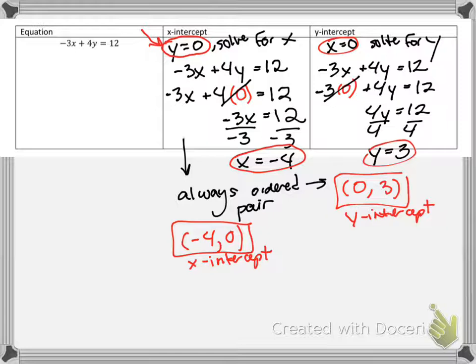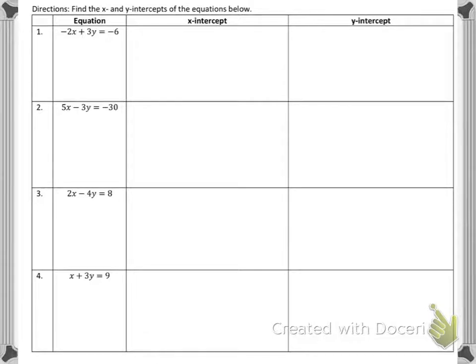Sometimes students are tempted to take the x value here, -4, and the y value here, +3, and put them together into a single ordered pair, -4, 3. Please notice that this is very, very wrong because they are completely different ordered pairs. In fact, if I plotted the point -4, 3, that would not be a solution of this equation.